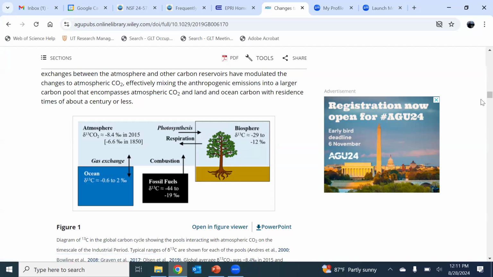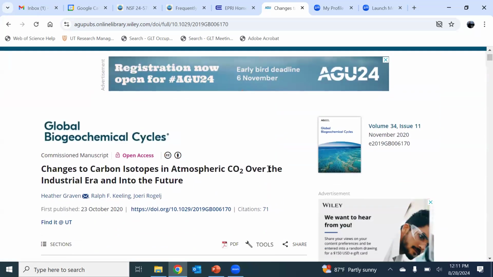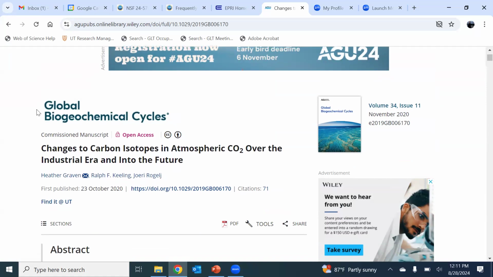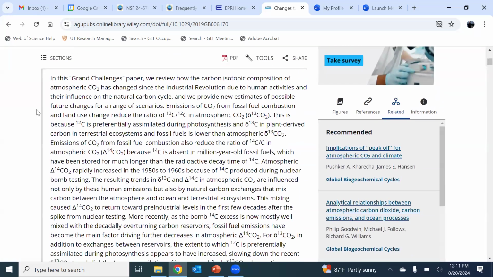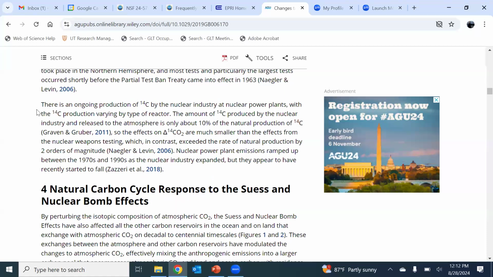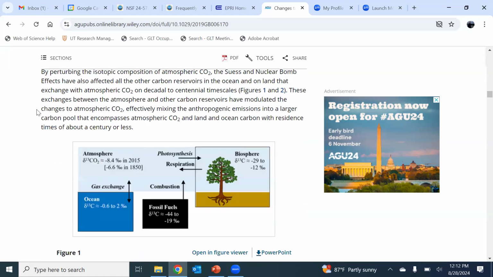But this is an article, it's actually from 2020, from Global Biogeochemical Cycles, and it's about changes to carbon isotope concentration in the atmosphere over the industrial era. So going back to mid 1700s. I forget how far back their time series goes, but anyway, it's a little bit more of a sophisticated explanation of carbon isotope fractionation and how well constrained the fractionation in CO2 produced from combustion of fossil fuels versus other sources of CO2 is.